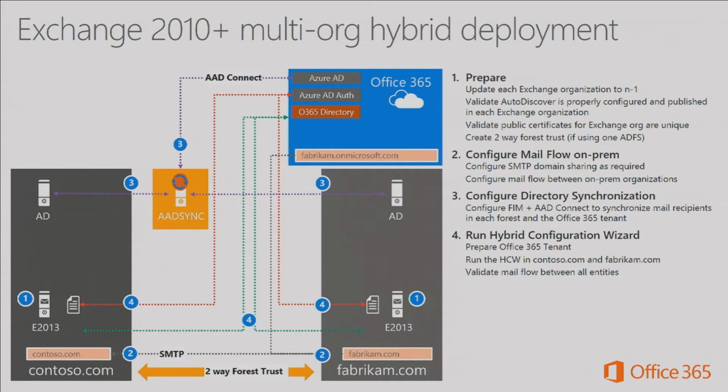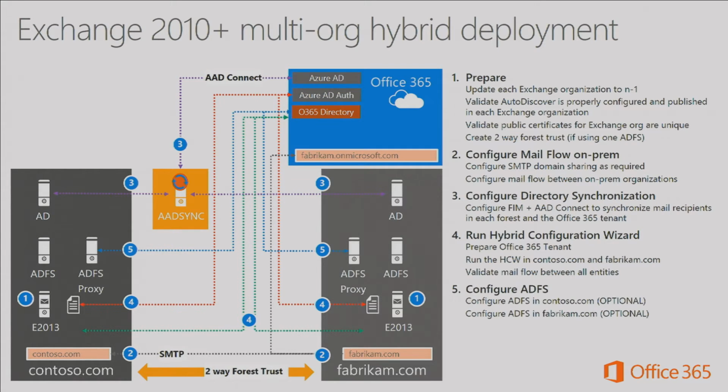It'll configure your federation so that you can have free busy. It will configure your mail flow between on-premises and Office 365. You'll essentially have that hybrid configuration between those two organizations and Office 365. And then configure ADFS, and that's an optional step. You could use AAD Sync as well.